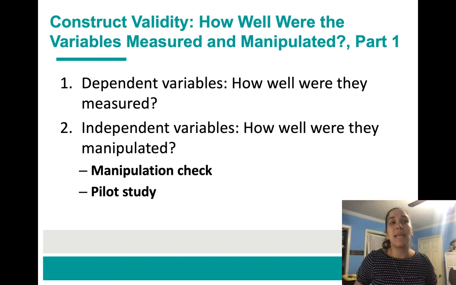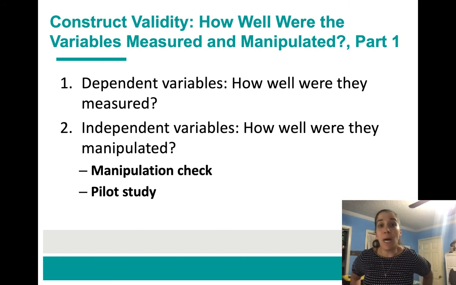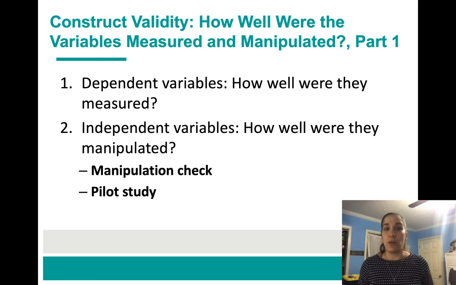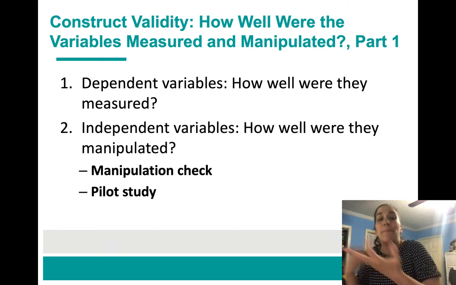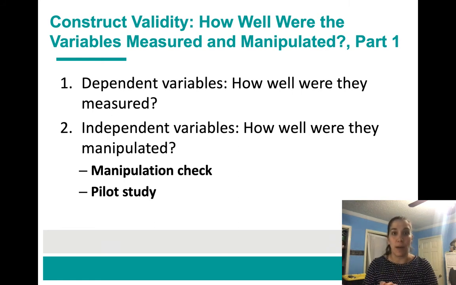So for example, let's say I want to see if money makes you happy, right? And I give you either $100 or $10. Well, that might be enough, right? That difference between your 2 levels of the independent variable might be a good manipulation. Or if I give you $1 and $5, the amounts are still different, but they might not be different enough to actually impact your dependent variable, right?